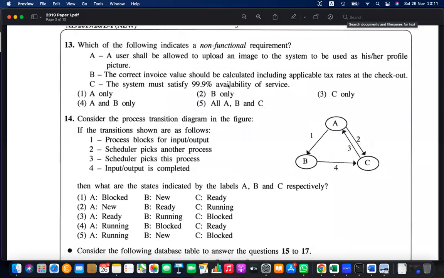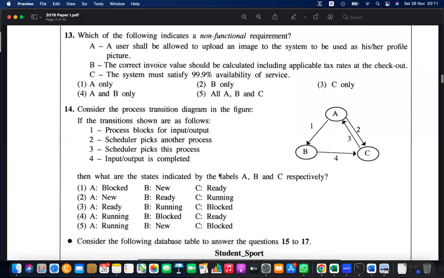Sorry, I mentioned the wrong thing here. The question number 13, the answer is C, right? I said B only, I just now saw. This is the answer C. Here, a process blocks from the input output, then the B should be blocked. You can see the blocked B is only number 4. Your answer is there, right?